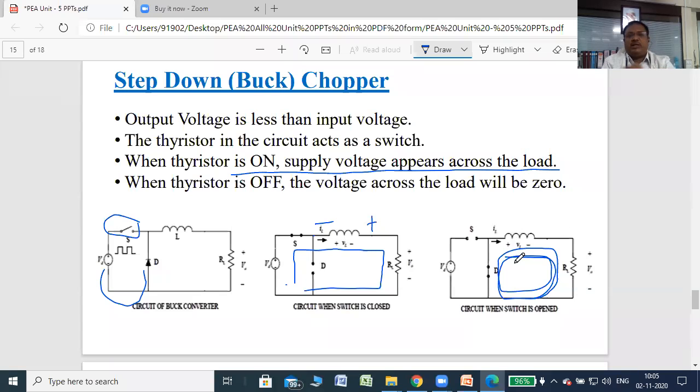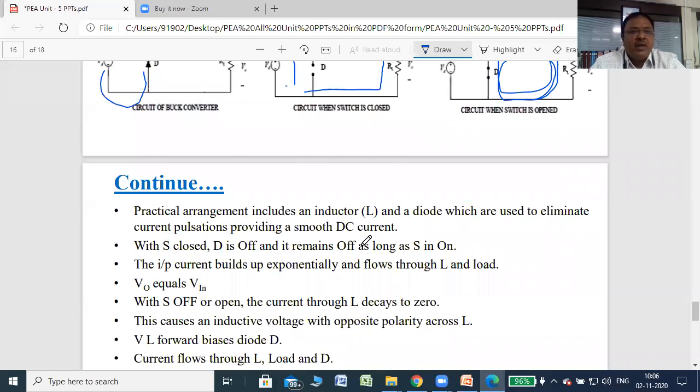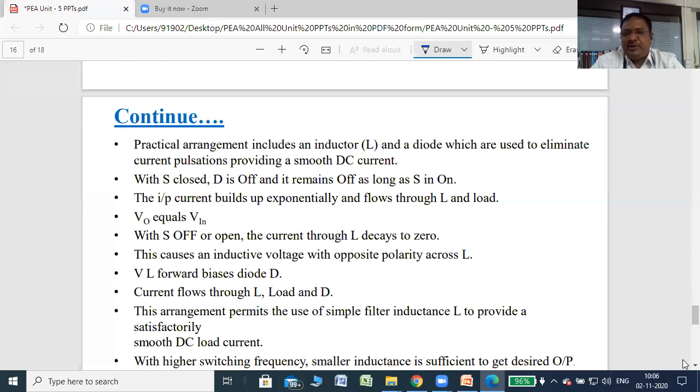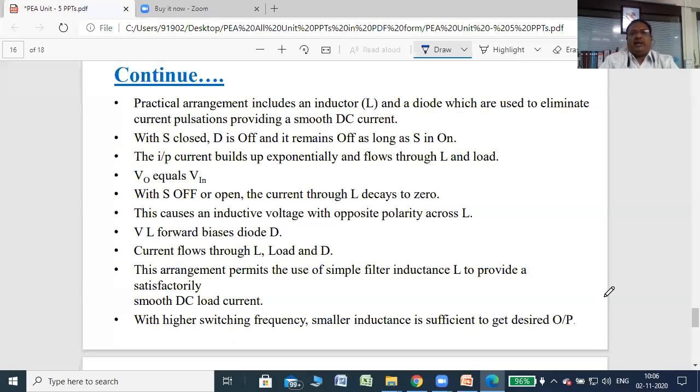So this is the inductor. The inductor stores energy in its magnetic field during the on time of the switch. Whenever the switch is off, the polarity of the stored charge gets reversed and the inductor starts to release the energy through this R back to the supply voltage, that is VDC, and then again back to the inductor. The practical arrangement includes an inductor and a diode which are used to eliminate the current pulsation, providing a smooth DC current.